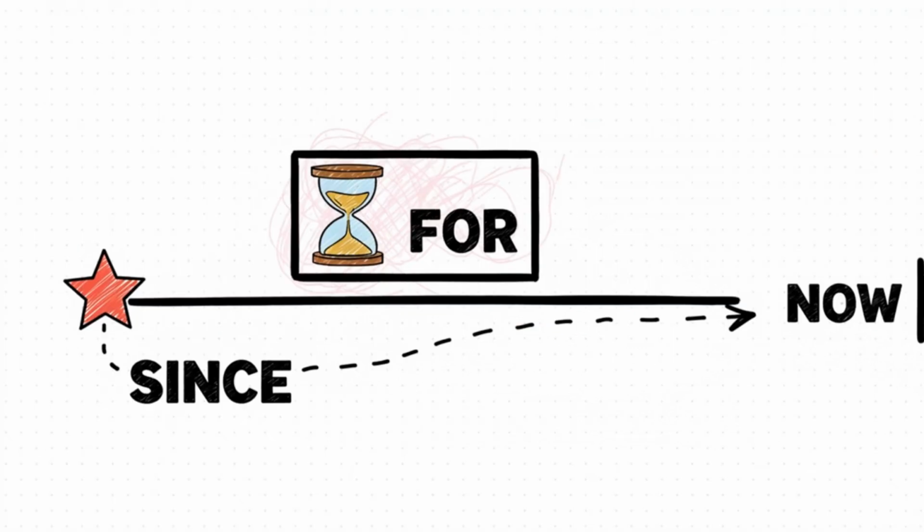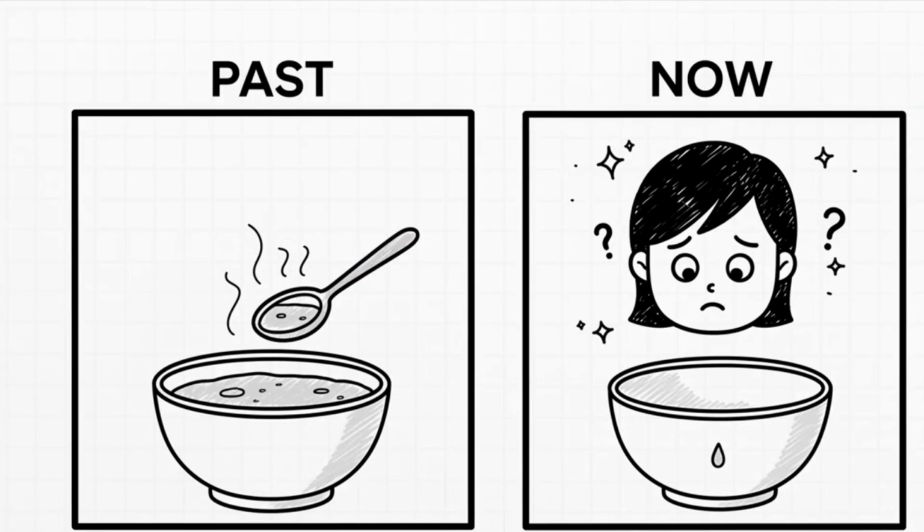Now, a super common point of confusion here is for versus since. So let's clear this up right now. It's easy. You use for when you're talking about a period of time, a duration, like for 2 days or for 10 years. And you use since for a specific starting point in time, like since Monday or since 2014. Simple as that.